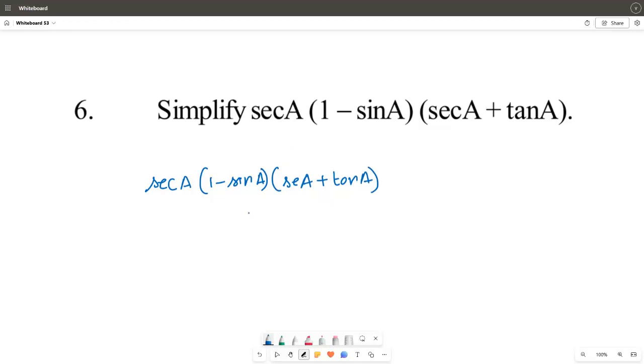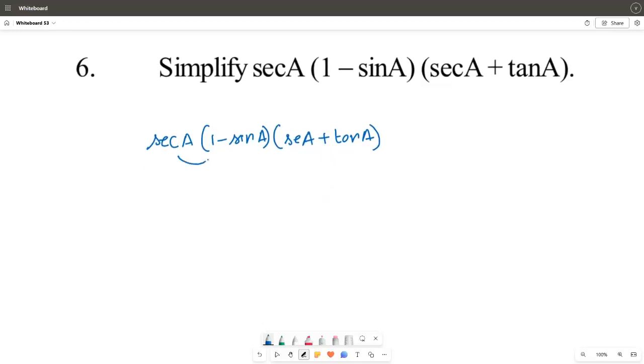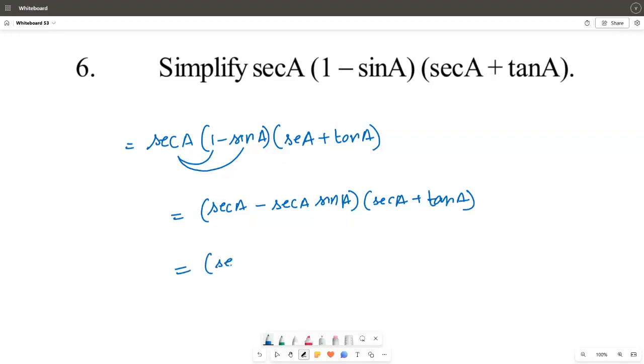First, initially, let's multiply the secant A into the first term. So this would be secant A minus secant A into sin A, into (secant A plus tan A). We know that secant A is the reciprocal of cos A, so I would replace this secant A with 1 by cos A. So this would be (secant A minus sin A by cos A) into (secant A plus tan A).